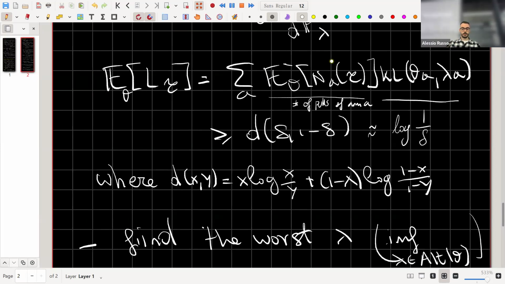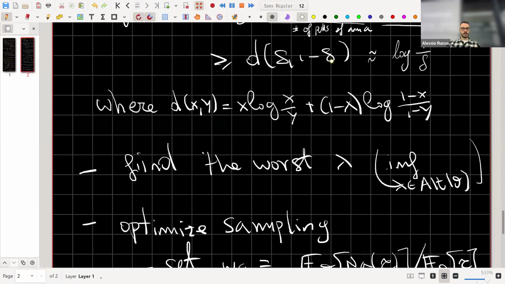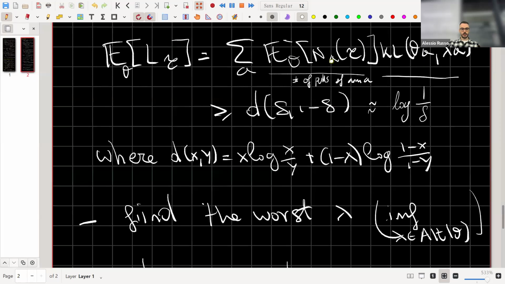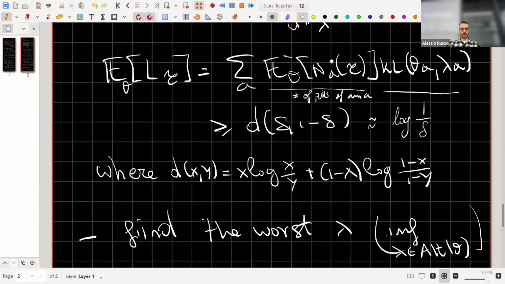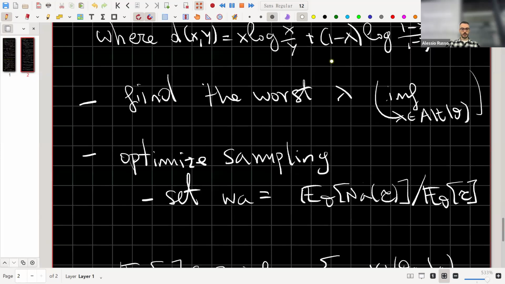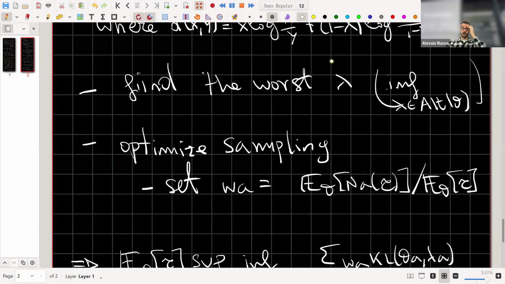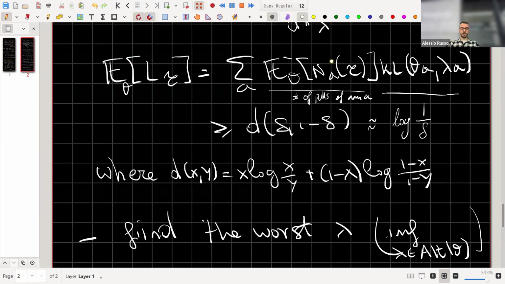So this is very nice because from here we can derive the lower bound. We apply the idea of finding the worst model, the worst alternative model. So we take an infimum over lambda that belongs to this set of alternative models here. And what's also nice is that in this expression, we have this quantity. This quantity is the number of times we have selected arm A. We can optimize this quantity to try to minimize the sample complexity.